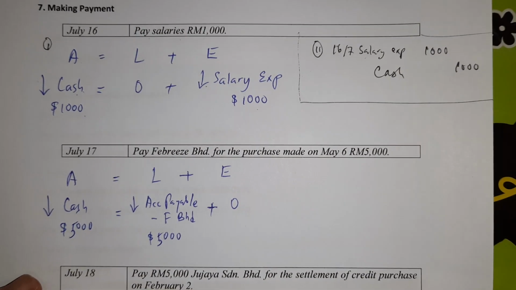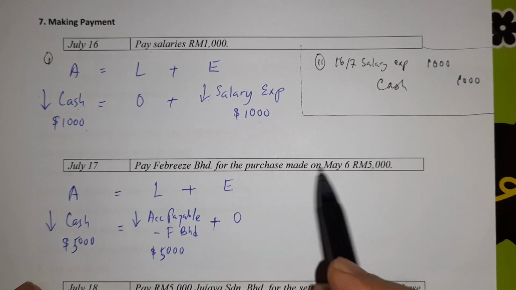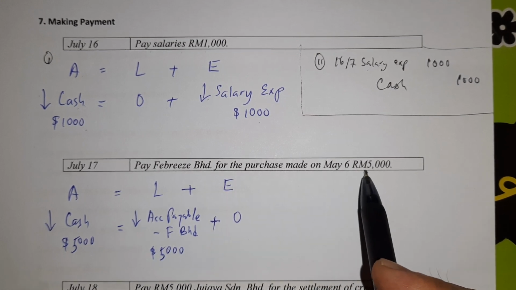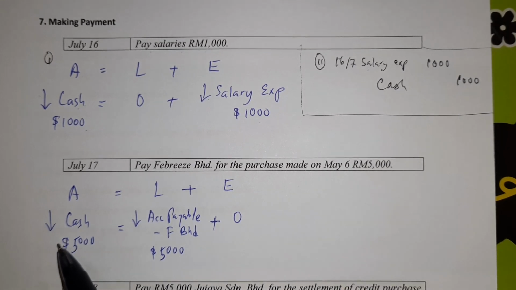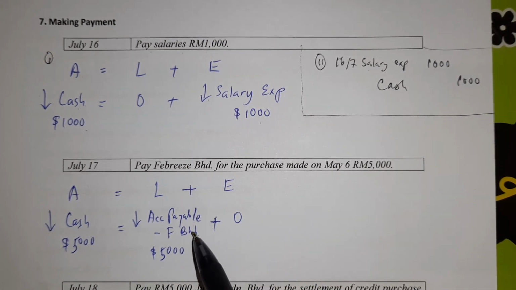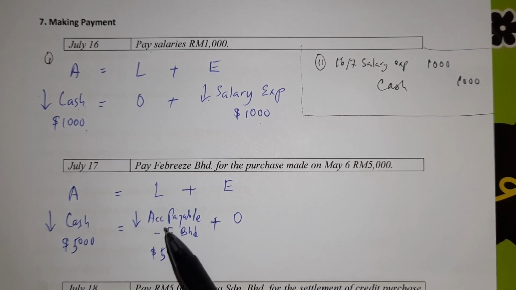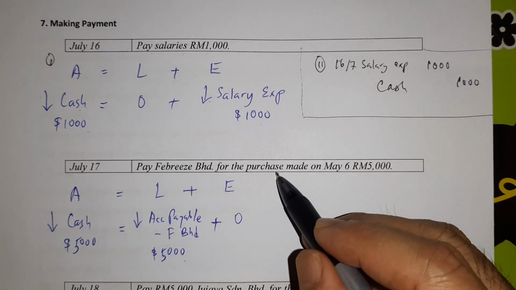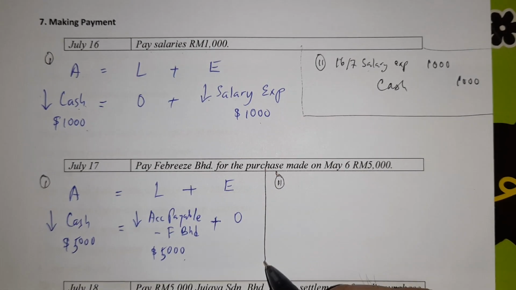Now the next thing is this one. Pay Fibris Berhad for the purchase made on May 6, 5,000. So what happened when your business pays somebody? Asset cash decreases because there is a cash out, and then Fibris is a supplier that the business owed before. So when the business pays, the liability of account payable for Fibris decreases by 5,000. So how to do the journal entry? The journal entry is like this. Easy.